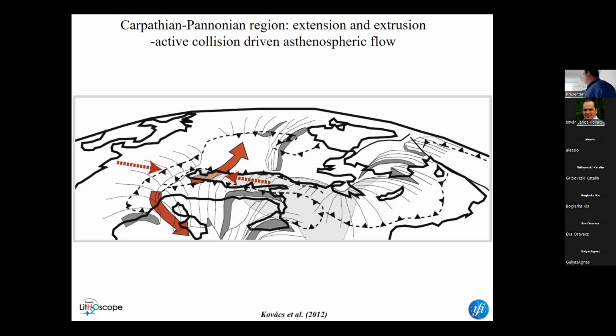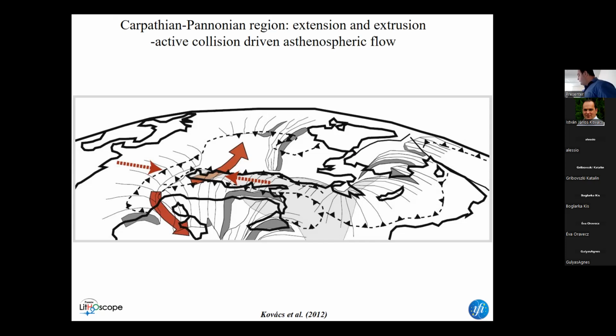So we also proposed originally that the collision in the Alps might have played a key role in driving the asthenospheric material out of the collision zone, and may have been responsible for opening both the Pannonian Basin and also the Mediterranean here. And again, the main point is that this asthenospheric flow is not a passive flow, it's an active flow, and it drives from below most of the geodynamic processes.